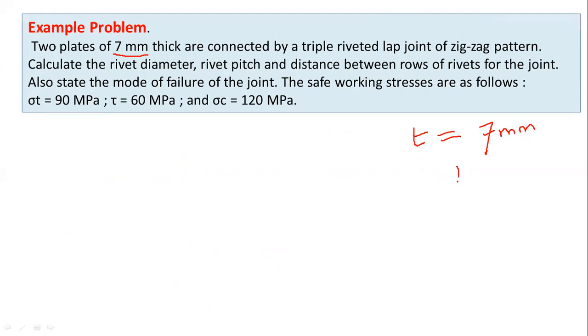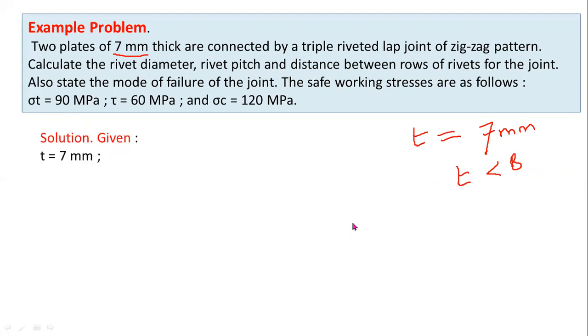This value T is less than 8 mm. If the thickness of the plate is less than 8 mm, for determining the diameter of the rivet, you have to use shearing and crushing strengths for determining the suitable diameter of the rivet.